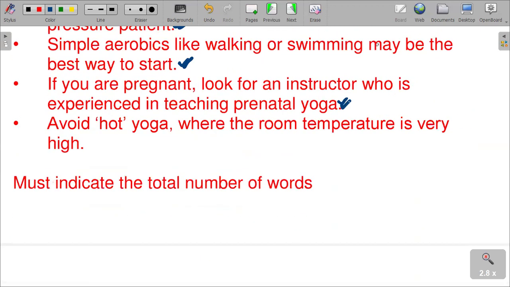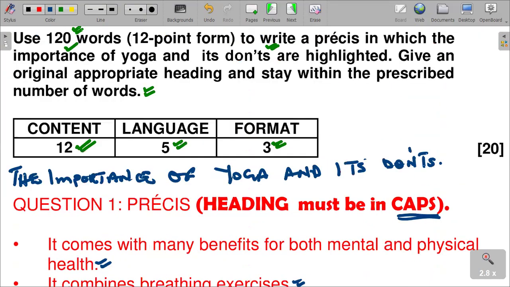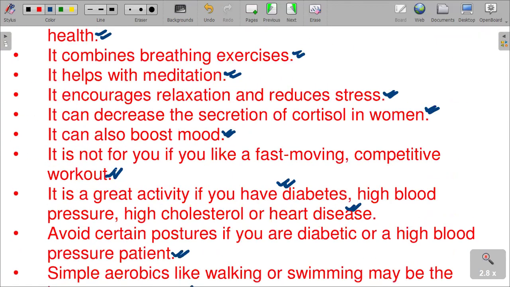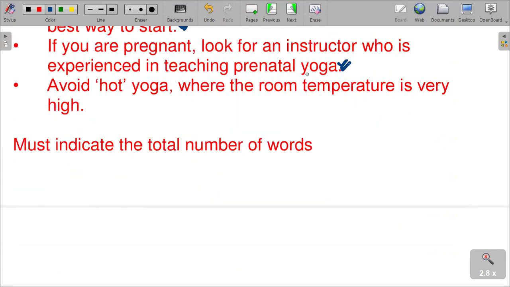So what I'm giving you is that you need to identify all these points, and then you are picking the importance of yoga. At the same time, don't forget the maximum number of words that you are prescribed. Your precis is defined that it must use 120 words. As you write these various points in point form, don't exceed the words that are given there. You must indicate the total number of words that you have used. So you are counting your words, 118 words. They are the ones that are in the essay. So the words are within the range that are given.